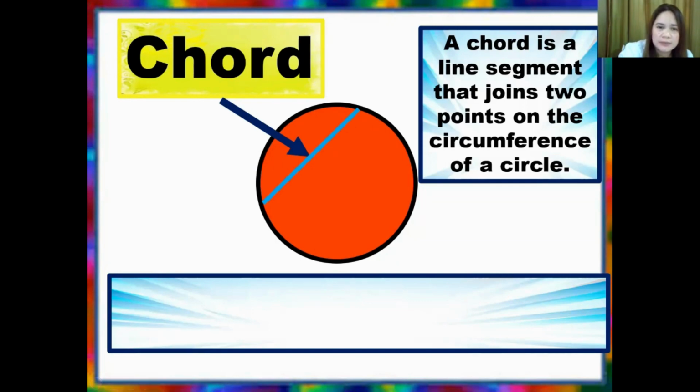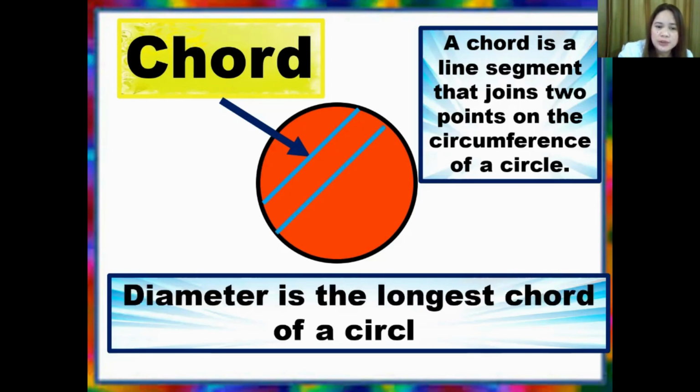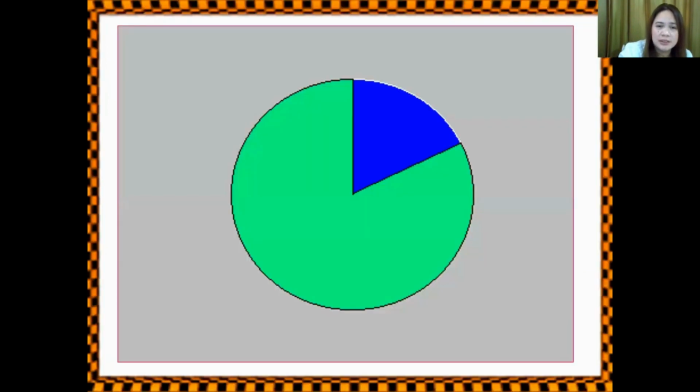So a diameter can be considered a chord, and that is actually the longest chord, because it passes through the center. So as I told you, the diameter is the longest chord of a circle, which is here in the middle, because it passes through the center of the circle and it joins 2 points on the circumference of the circle. So that's another part of a circle that you have learned.